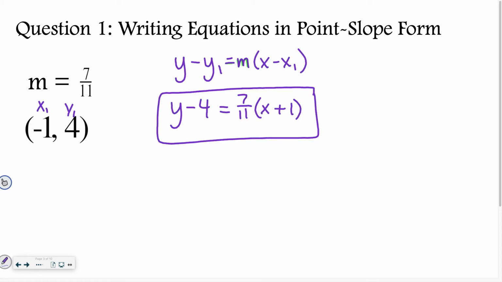All right, for an answer, hopefully you got y minus 4 equals 7/11 times the quantity of x plus 1. Now, if you were someone that got x minus 1 inside those parentheses, what you did was you just copied down the number. But remember, it's not x minus 1, it's x minus a negative 1. And anytime you have minus a negative, it becomes plus. So that's how I got the x plus 1 inside the parentheses.